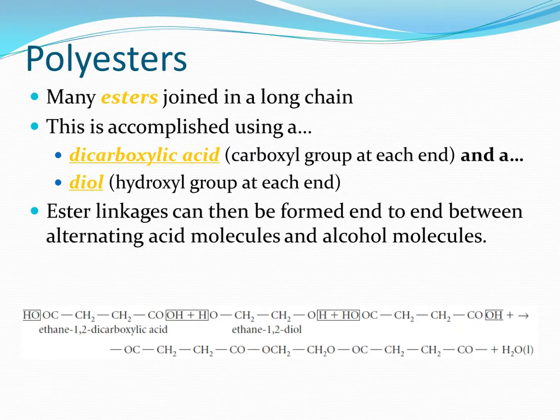Polyesters copy these structures formed in nature to create polymers with ester linkages. This is accomplished with dicarboxylic acids and diols because they have functional groups at each end. This is considered a condensation reaction. The ester linkages would give a polymer that has alternating acid and alcohol molecules.